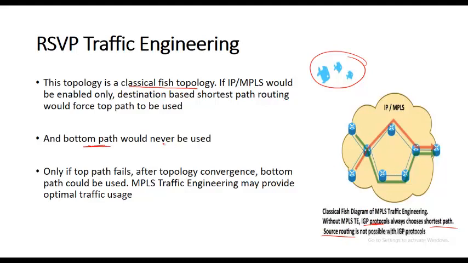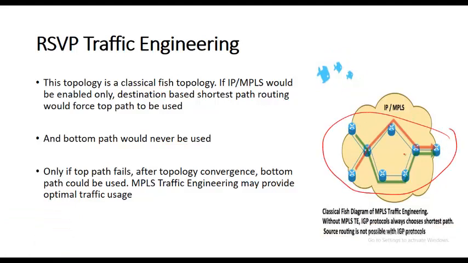Okay, so anyway, coming back to the story, you have all traffic going via the upper path always, because it's the shortest path. You see the number of routers, this path is less than the below path. The bottom path would never be used. Only if the top path fails, the convergence happens, then the bottom path will be used.